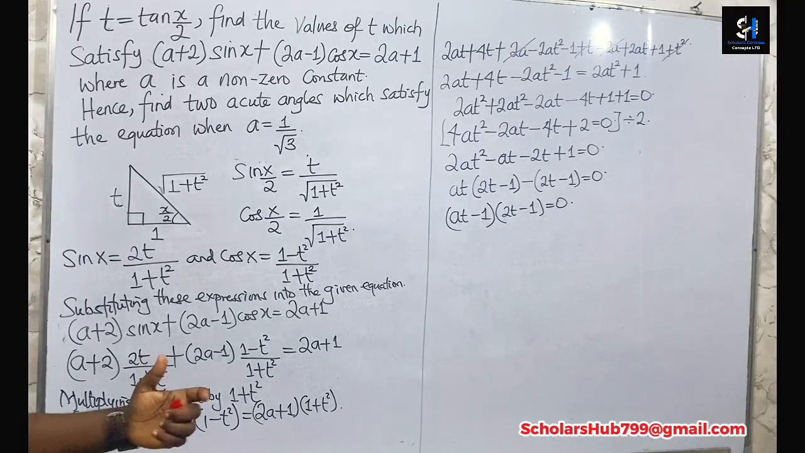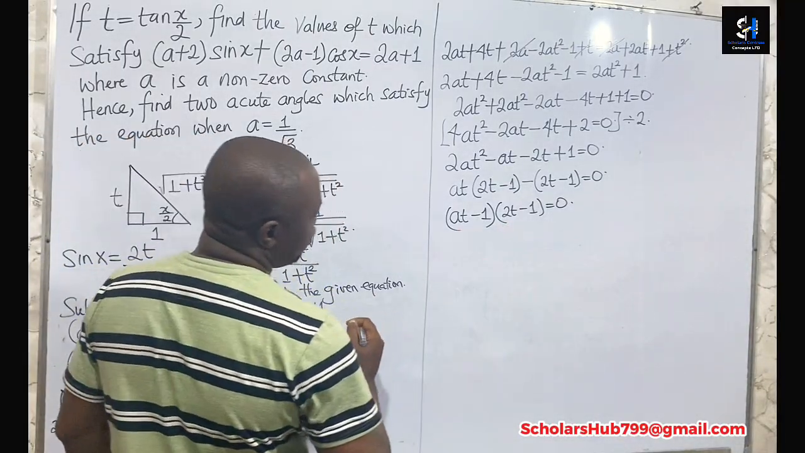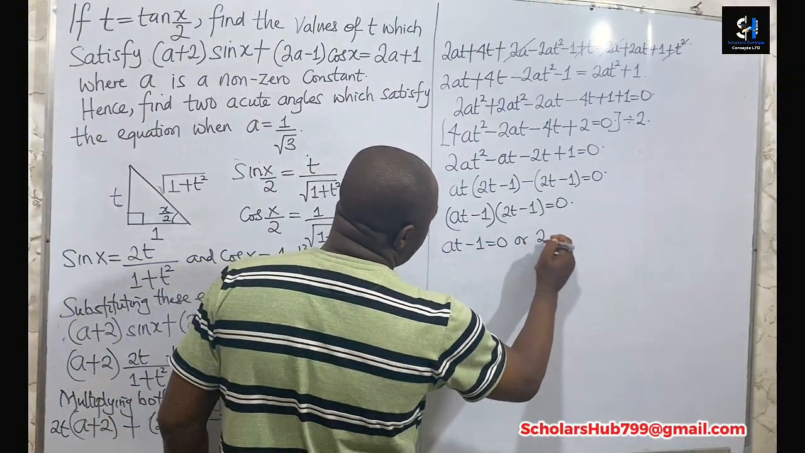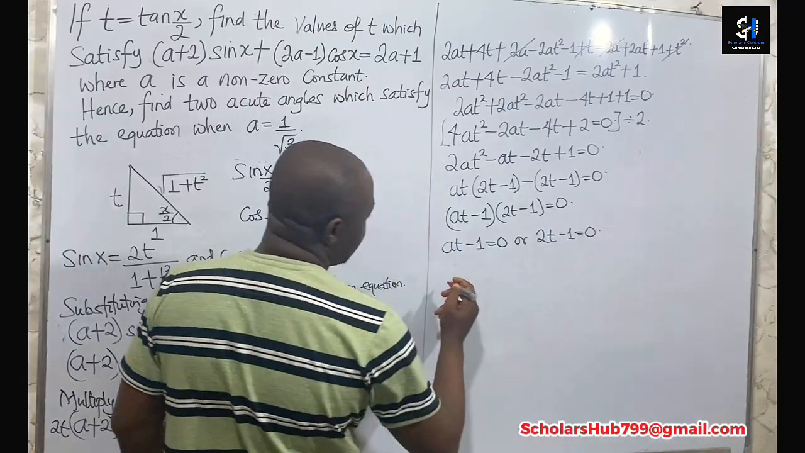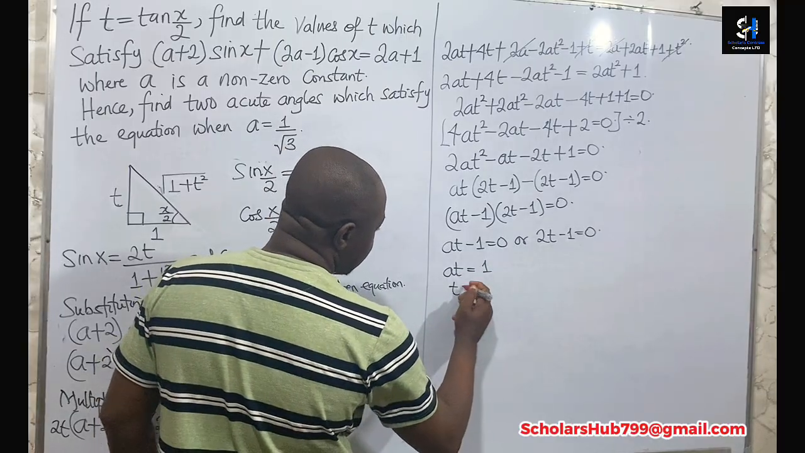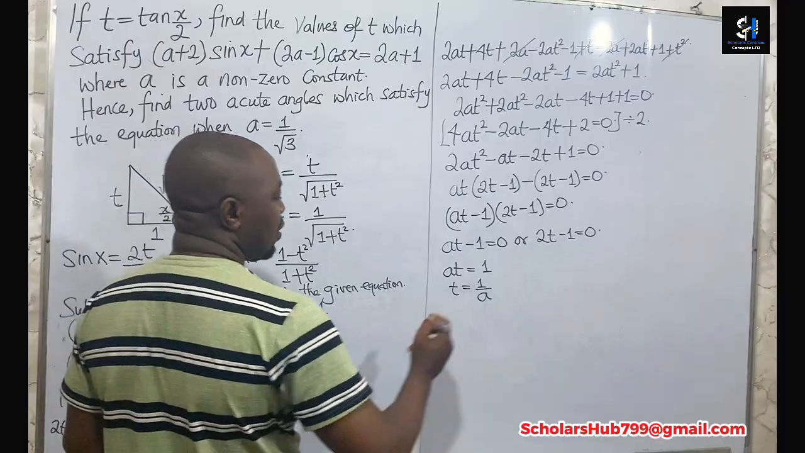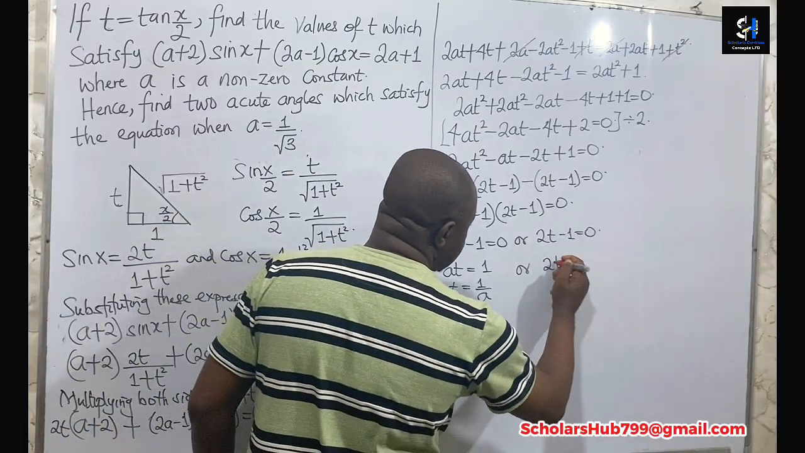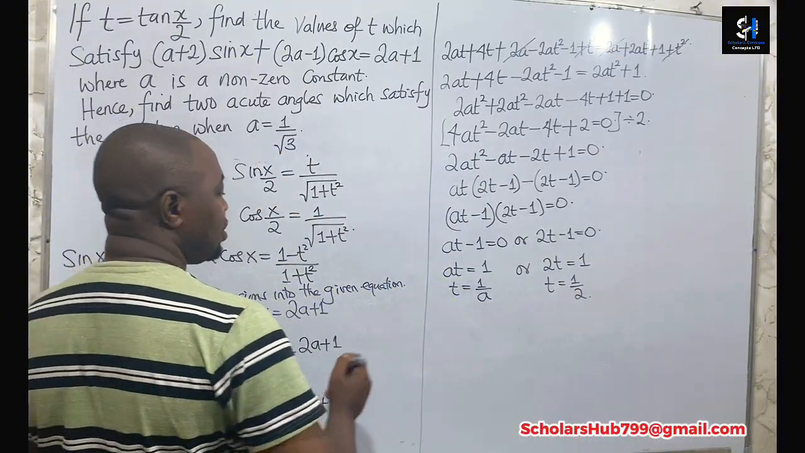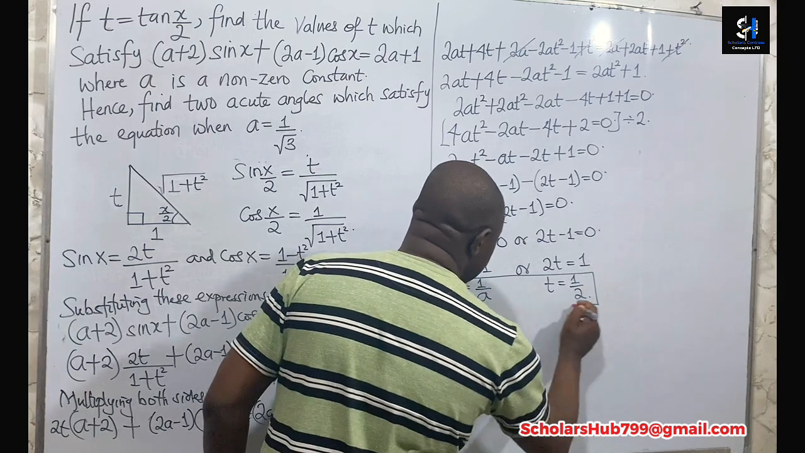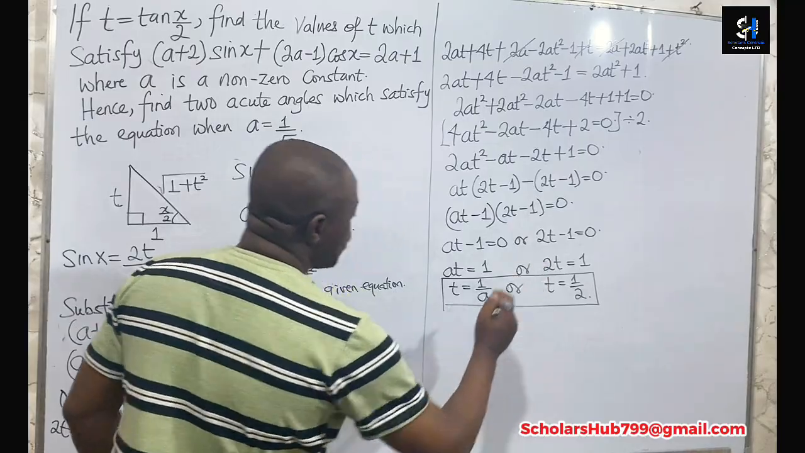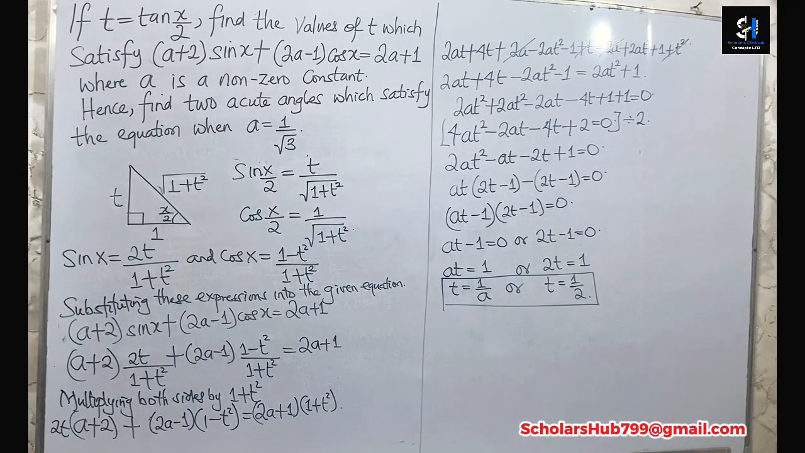So we have what we call zero products. We're going to apply the zero product identity in this case. So at minus 1 equals 0, or 2t minus 1 equals 0. From here we can say that at equals 1, then t equals 1 over a. Or 2t equals 1, then t equals 1 over 2. So these are the two values of t which satisfy the given equation.